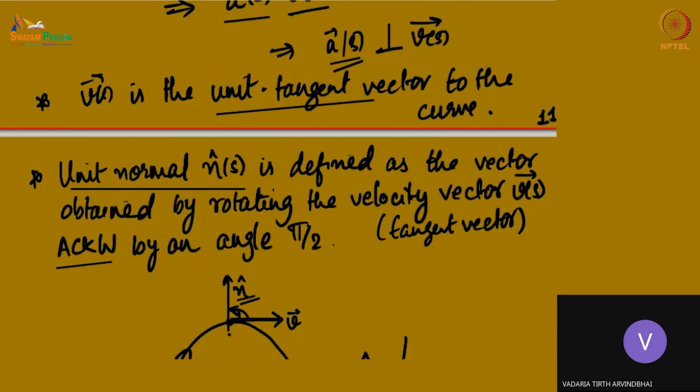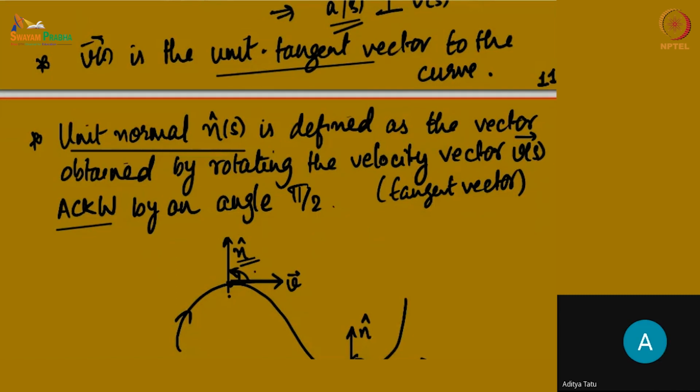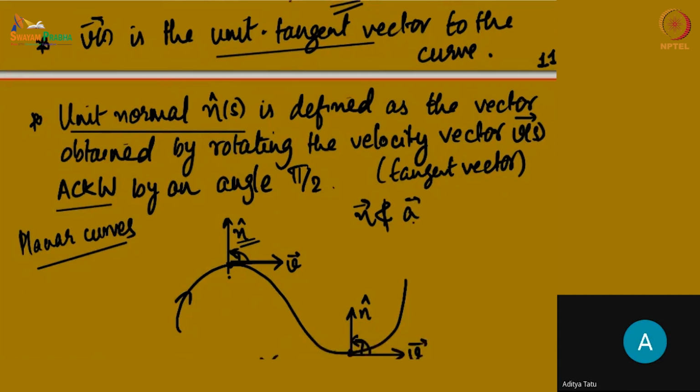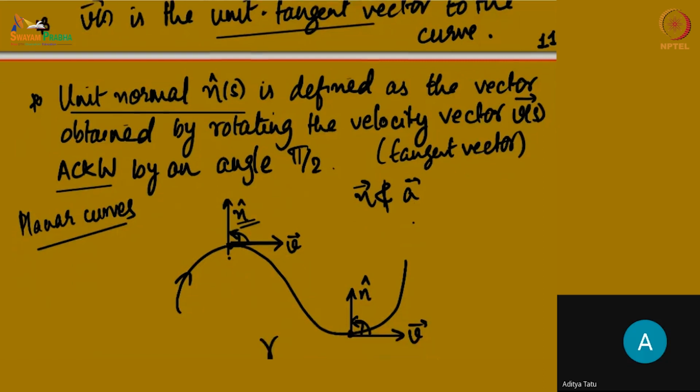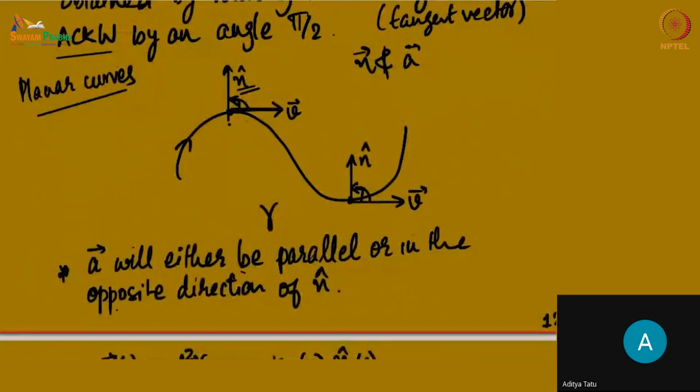How can that be? So we are talking of planar curves, right? Okay, then it will be parallel. Yes, sir. Then parallel or anti-parallel, right? So A cross n cap, the cross product is 0, right? So more than that, the acceleration vector A will either be parallel or in the opposite direction of n cap. Okay?